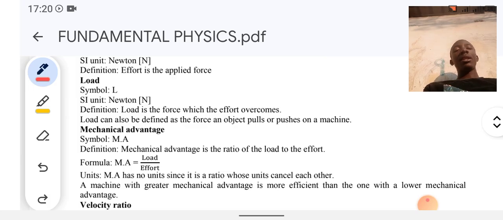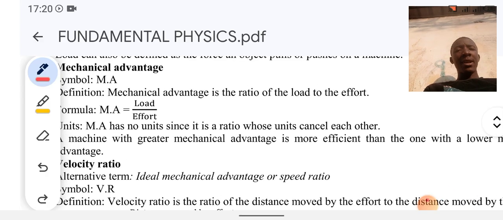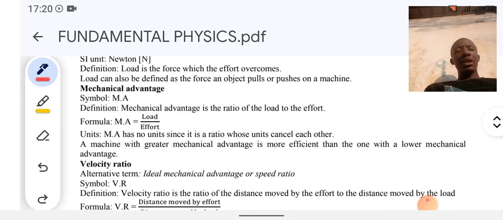So moving on, we're going to look at what we call mechanical advantage. Mechanical advantage has the symbol MA, in capital letters. The definition of mechanical advantage is simply the ratio of the load to the effort, and this formula is the one underlined in red. To find the mechanical advantage, you divide the load by the effort, as shown.